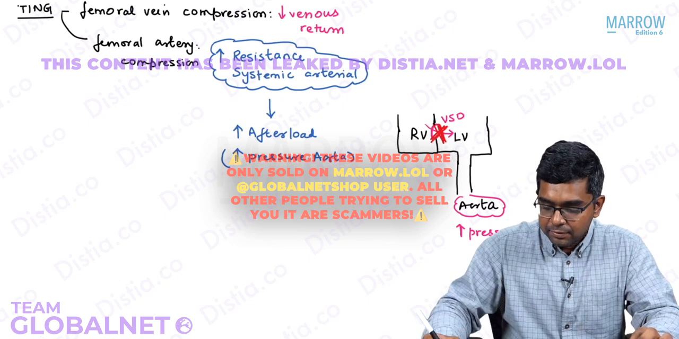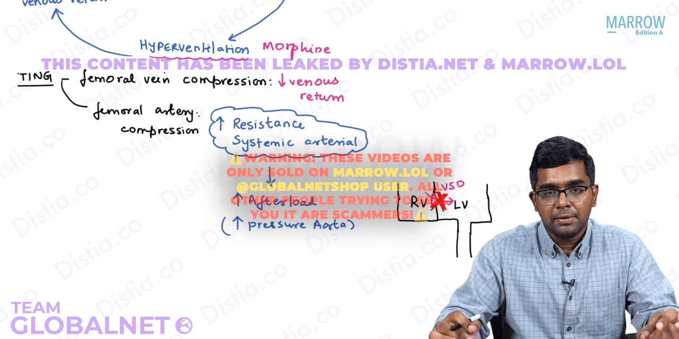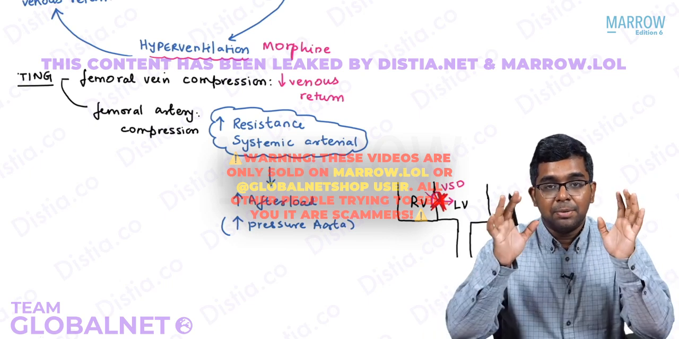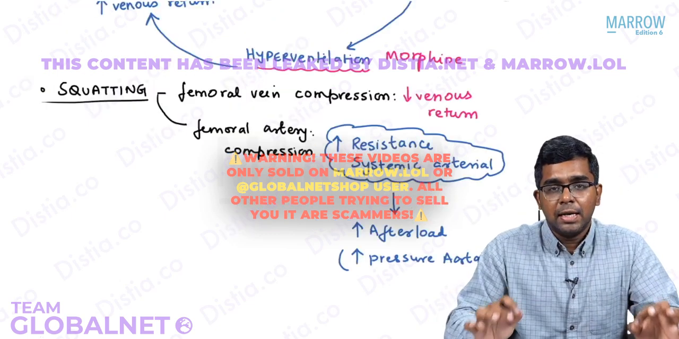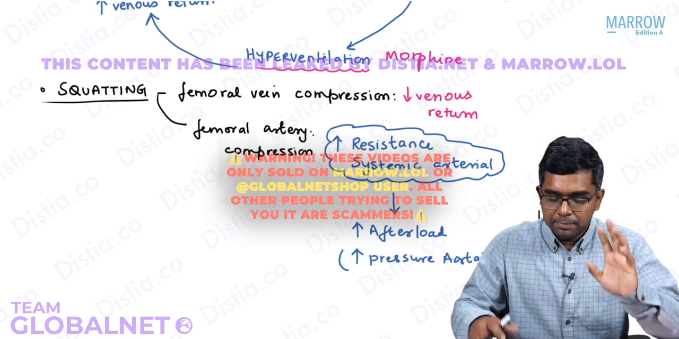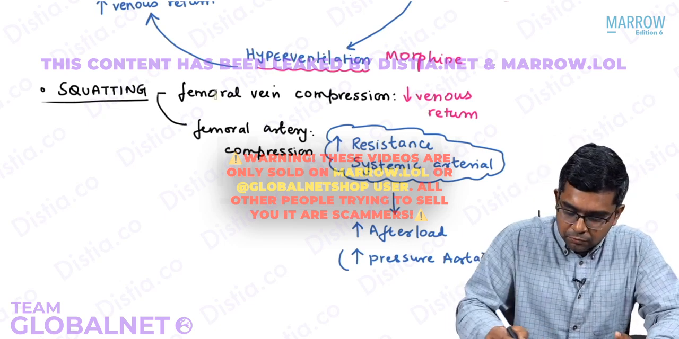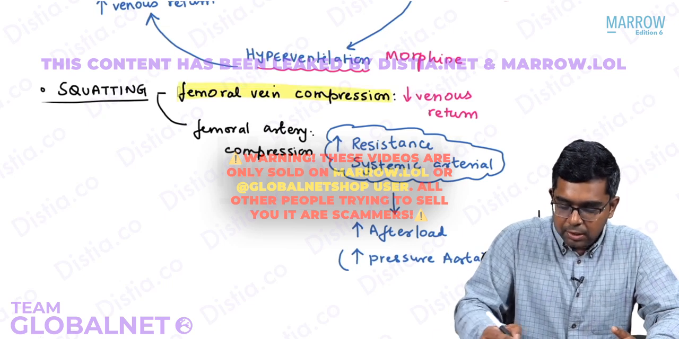That is another advantage of squatting, wherein the pressure in the systemic blood vessels like the aorta is increased, thereby decreasing cyanosis. I hope you are able to follow this. So squatting helps in two ways. One is femoral vein compression, second is femoral artery compression. For your exams, remember the role of femoral vein compression is more described when compared to femoral artery compression.